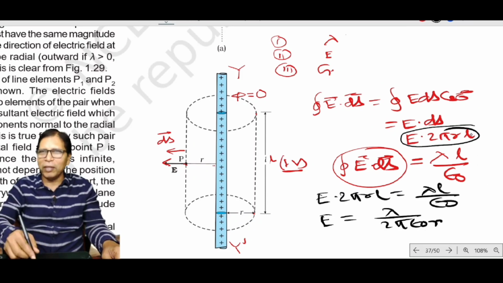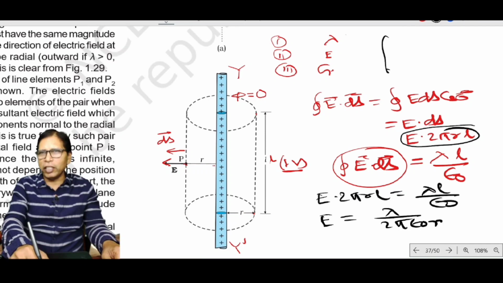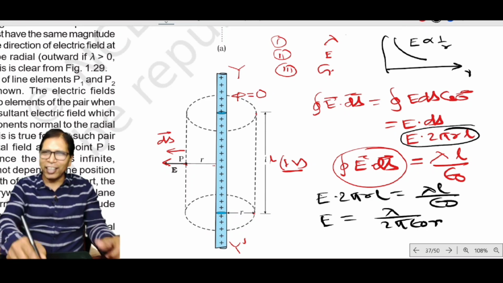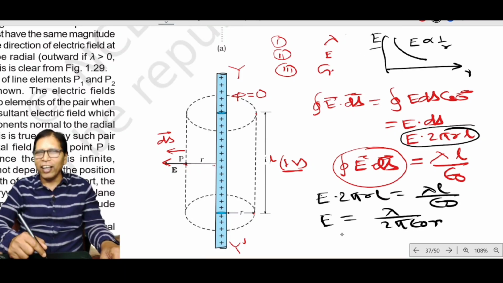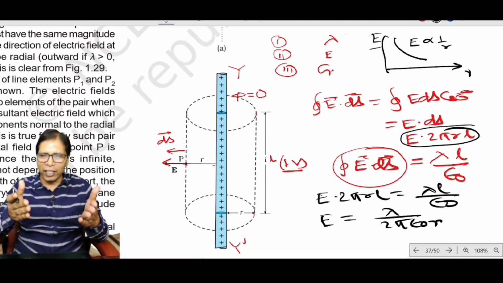If a graph is plotted between E and R, the graph is a rectangular hyperbola, that is, E is proportional to 1 by R. Okay, understood. And in this direction, this is the E. Now a numerical related to this.